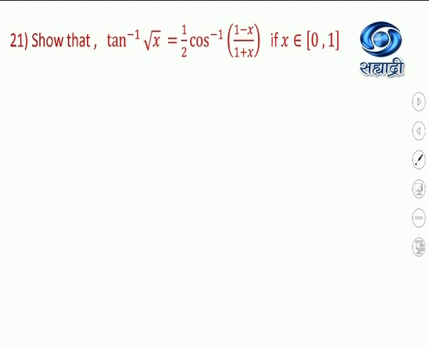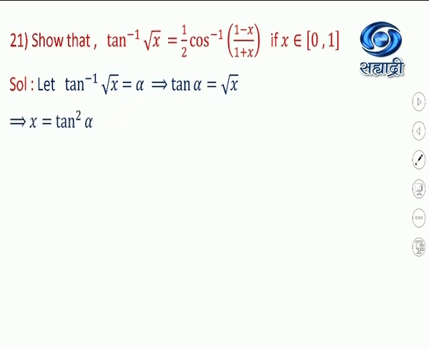Show that tan inverse root x is equal to 1 upon 2 cos inverse of (1 minus x) upon (1 plus x), if x belongs to the closed interval 0, 1. Now again by the usual method, tan inverse of root x, assume it by some variable, say alpha, theta, y, any variable other than x, because that x is already used here. So with the definition, tan alpha is equal to root x you will get, right? Square both the sides. Therefore, x is equal to tan square alpha.